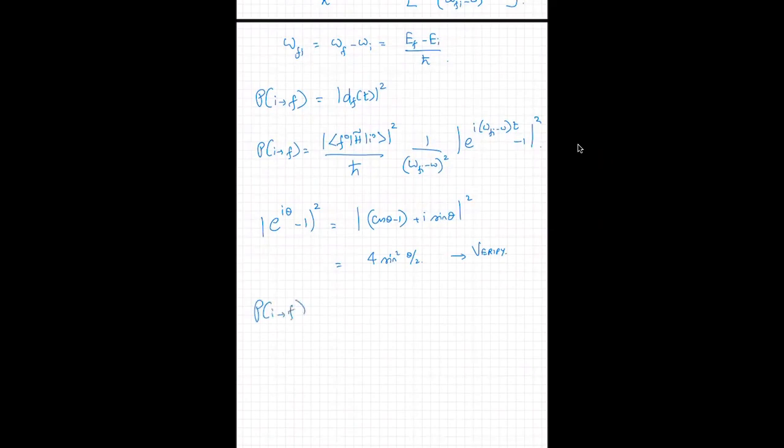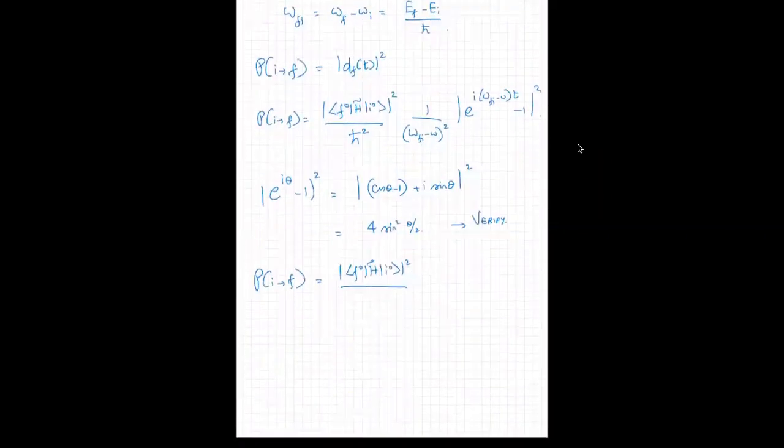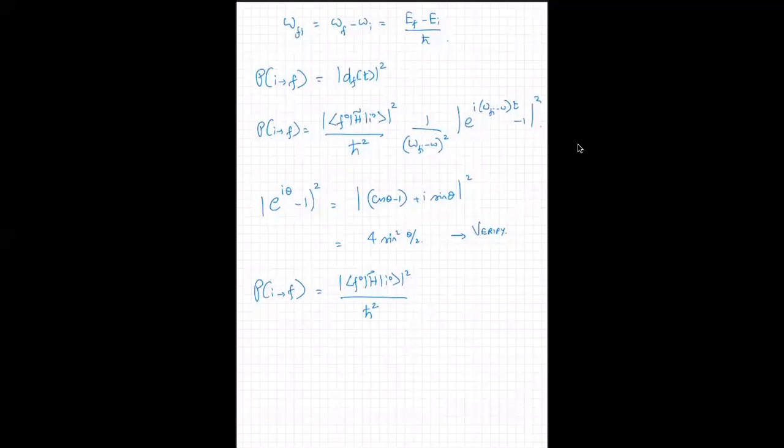So the probability to go to a particular final state is now given by, sorry, I should put an h bar square here, right? Because I'm squaring this. 4 times the matrix element square, times sine square of omega fi minus omega t over 2, divided by h bar square times omega fi minus omega whole square.